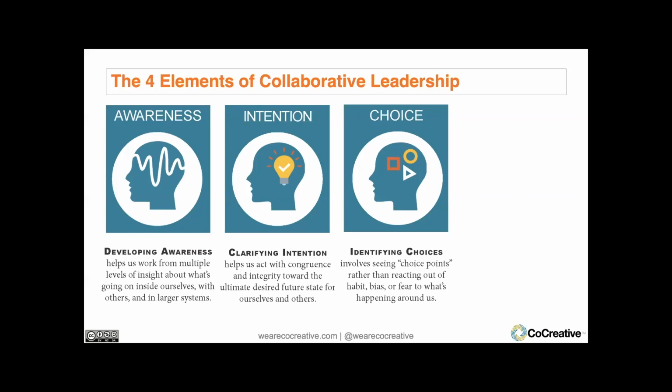The third element we identified, we simply called choice, which is even if I'm clear about my intention and I've developed a pretty deep awareness about what's happening at multiple levels of the system that I'm working in, I still have a range of choices for how to proceed. I might decide that the best thing to do is for me to leave the room. I might decide that one of my options for intervening is to swear in front of the group about how angry I am at what's been happening.